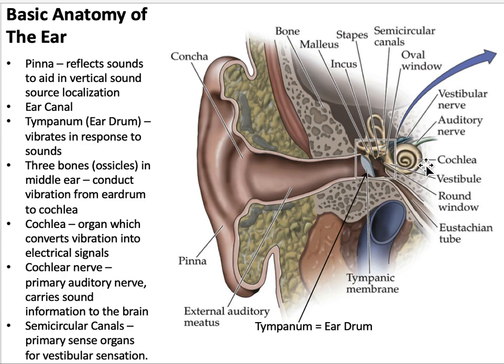Here's the cochlea. This is where sounds are going to be transduced into a neural signal. And coming out of this is the cochlear nerve, which is going to have the neural impulses of sound, and that's going to go to the central nervous system. In the second part of this lecture, we're going to talk about these semicircular canals that you can see here, and this is for the vestibular sense, or the sense of head acceleration.